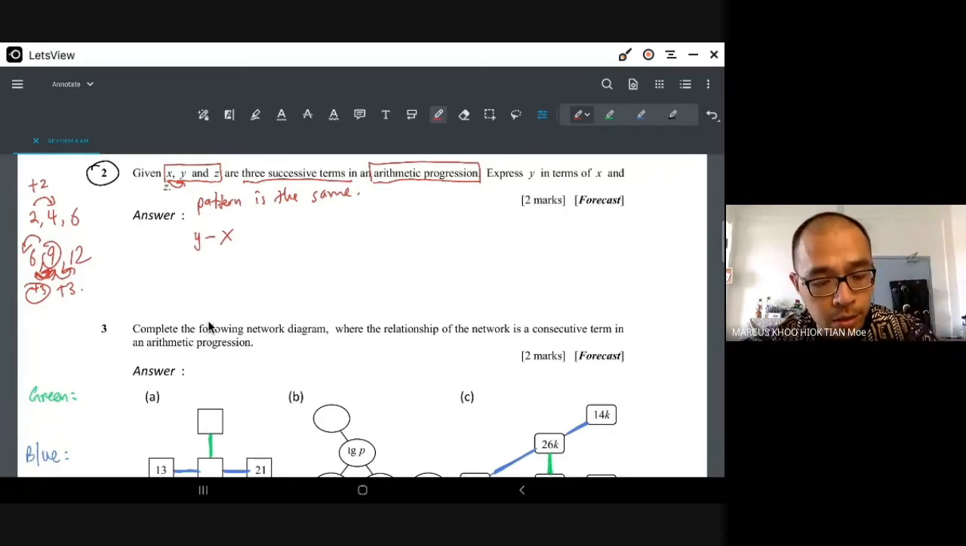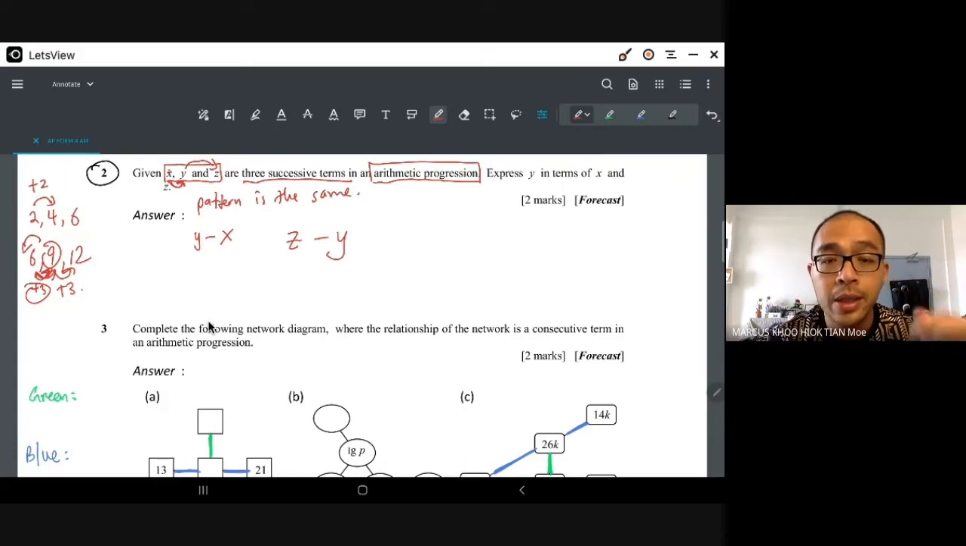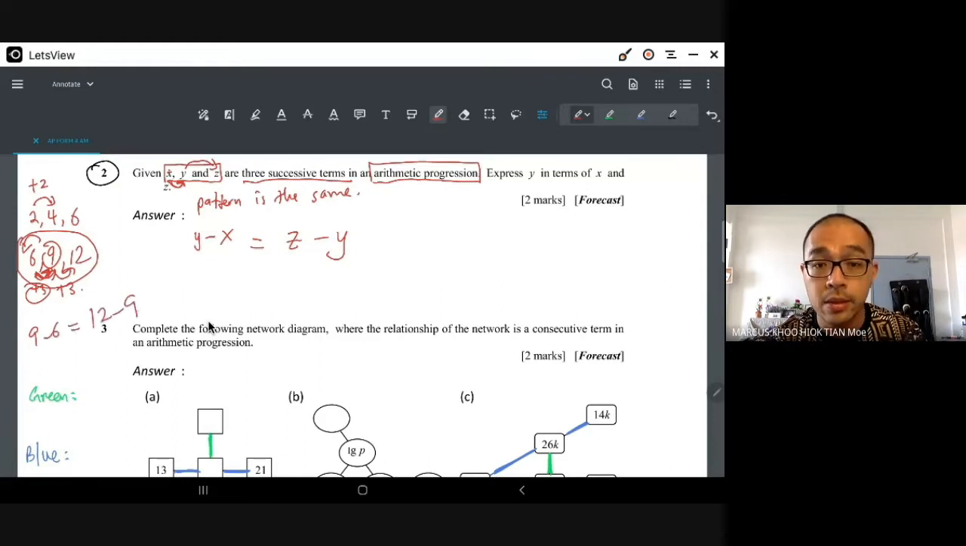So this pattern is y minus x, while from y to z, the pattern is z minus y. Because the pattern is the same, I can say that the value of y minus x must equal the value of z minus y. Just like this case: 9 minus 6 is equal to 12 minus 9. Right? Because the pattern is the same.